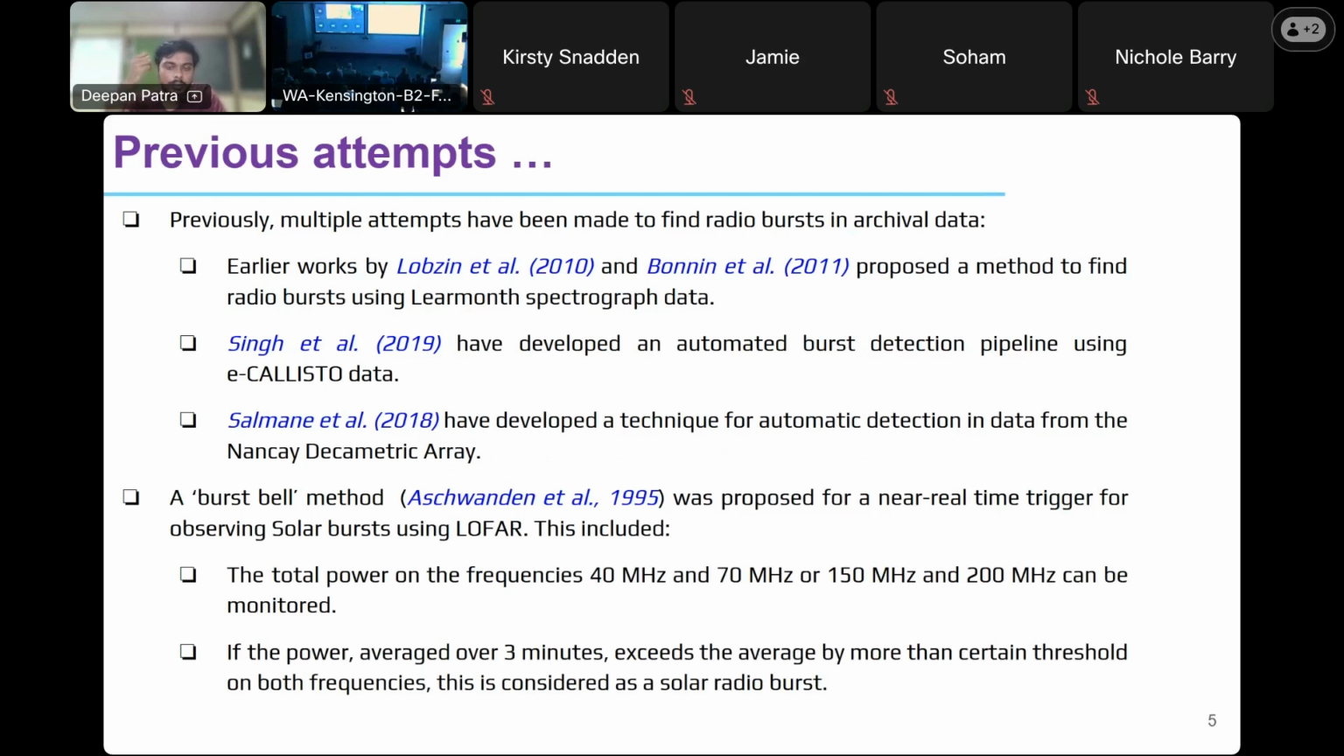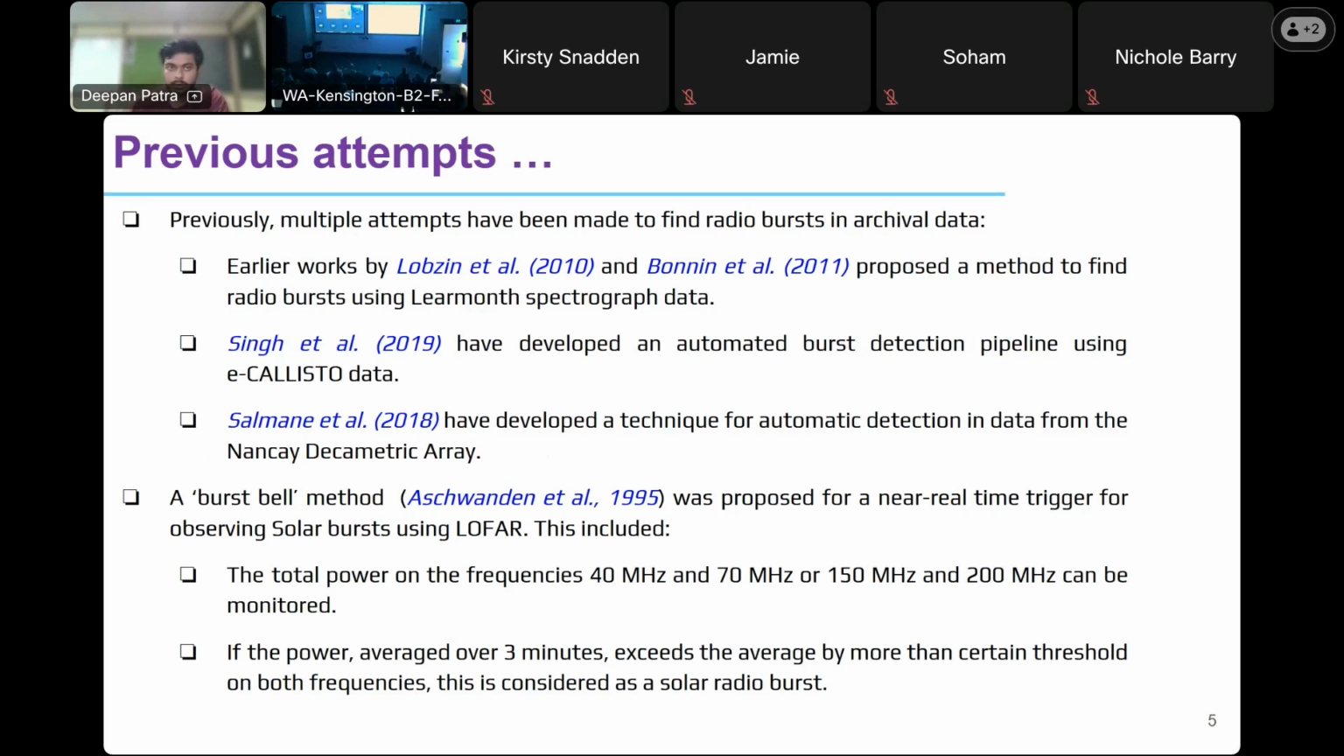People in LOFAR had one near real-time trigger for solar observation, where they used a burst-tell method. Basically, they kept track of the total power of two sets of frequencies. One was 40 and 70 megahertz, another was 150 and 200 megahertz. If the power of any of these pairs, averaged over the last 3 minutes, exceeds the average by a certain threshold, they call it a burst, and they basically dump their data. However, in this kind of scenario, you do not have the information on the extent of the whole burst.